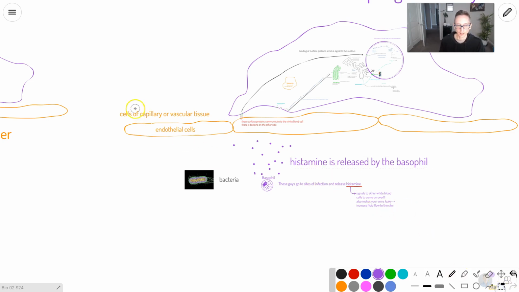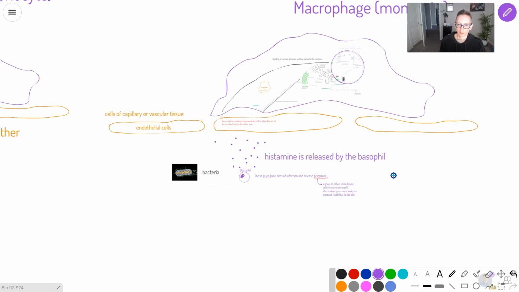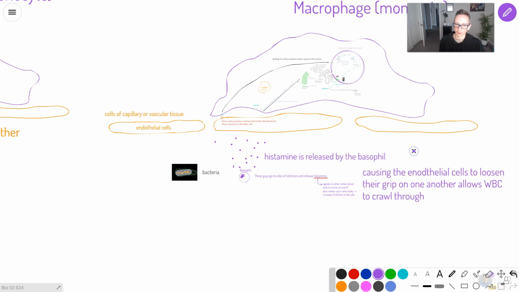And this causes the endothelial cells to not hold on to each other so tight, become a little leaky. Released by the basophil, causing the endothelial cells to space out and loosen their grip on one another, allowing white blood cells to crawl through, which, if you remember, is called diapedesis. That process. Okay? It's pretty interesting indeed. So that's one of the ways histamine works.